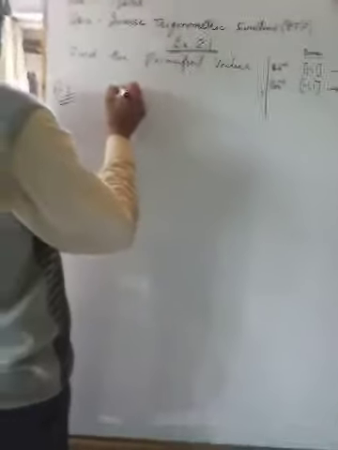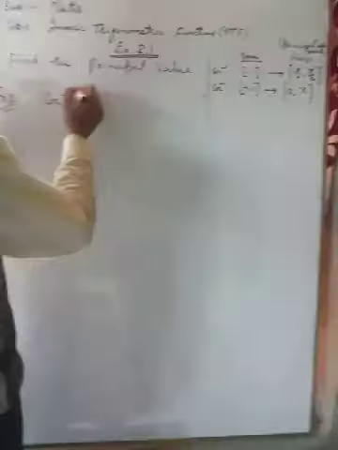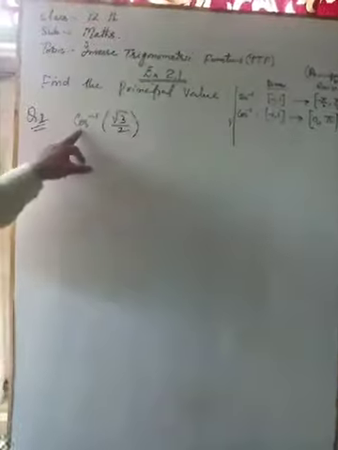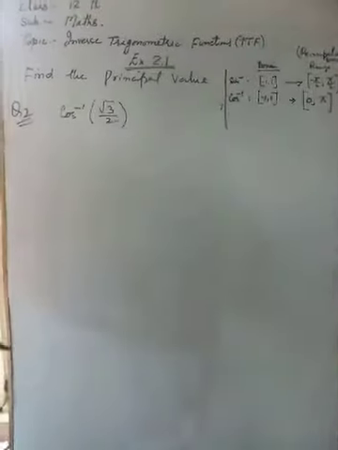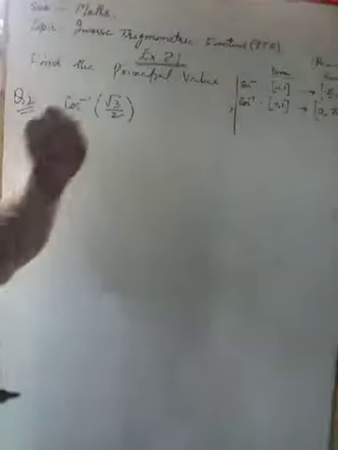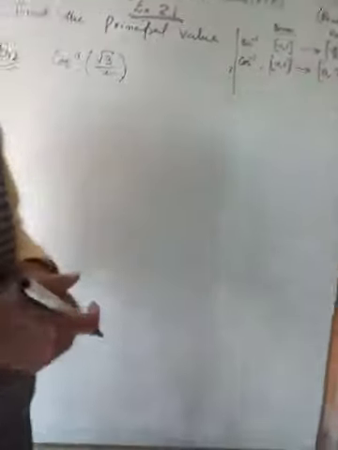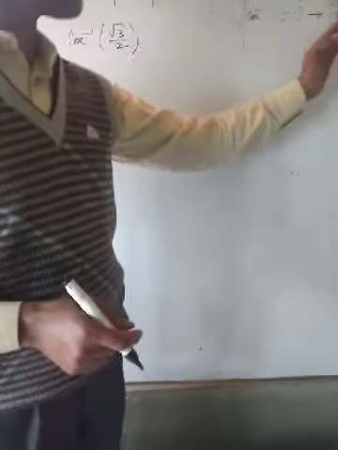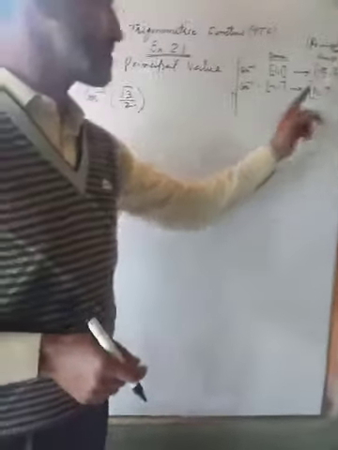Now question number second is cos inverse √3 divided by 2. So here you have to find the principal value of cos inverse √3/2. In which interval will its principal value lie? Between 0 to π. The principal value of cos inverse lies in the closed interval 0 to π. 0 is included and π is also included.